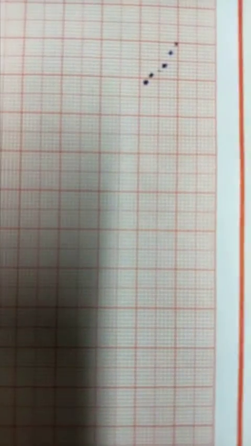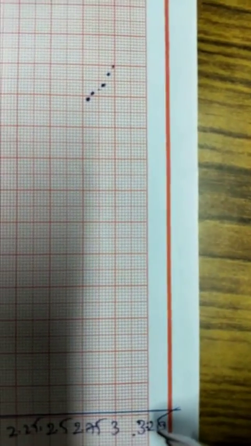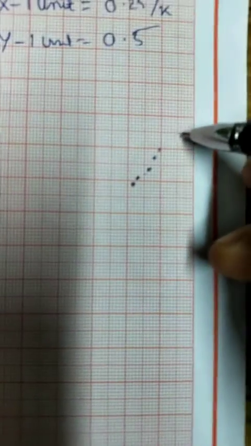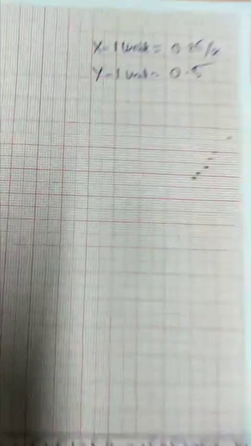The last value also I have taken: 3.9 gives 5.52. 3.9 somewhere I have taken the value. Okay, 5.52 I have taken. This is the way you are getting the values.